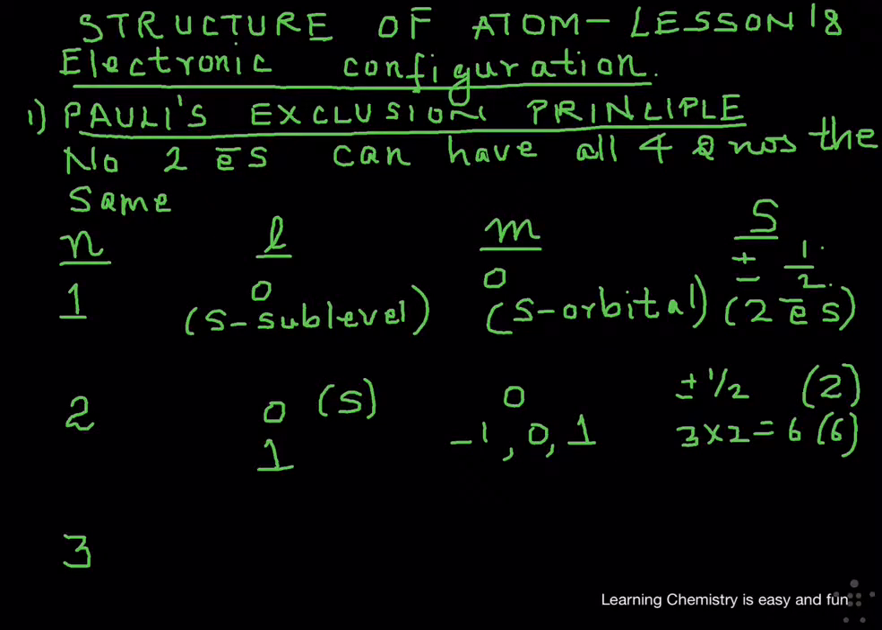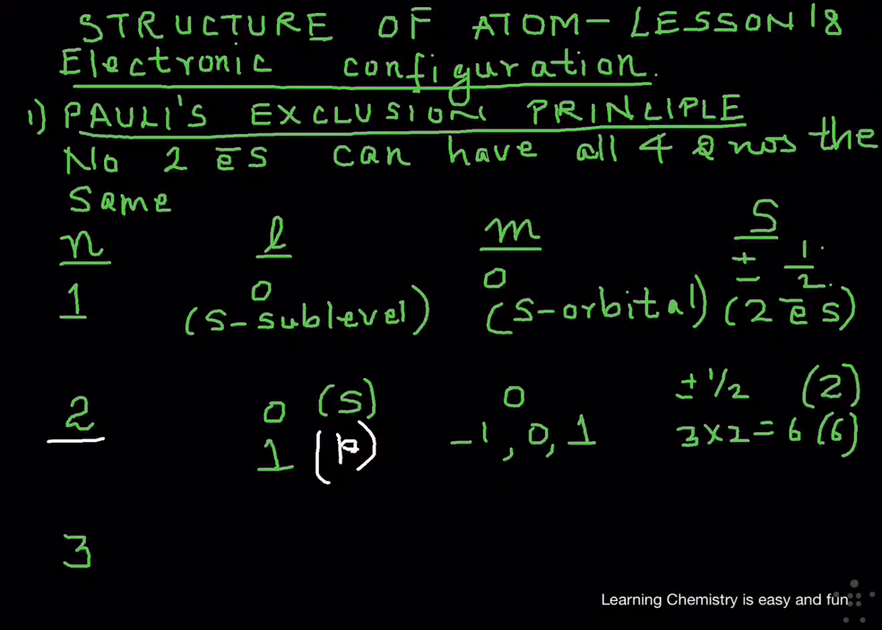Yes, when n is 2, that means I am talking about the second energy level. The value of l, again, is from 0 to n minus 1. So, l is 0. We are talking about s sublevel. l can also be 1. So, what sublevel does it correspond to? Yes, it corresponds to p sublevel.